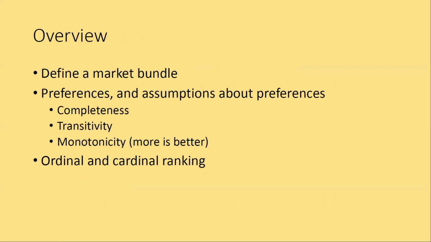We will first define a market bundle. We will then define preferences and some assumptions about preferences. More specifically, we will assume that consumers have complete, transitive, and monotonic preferences. Those three assumptions are what we think a rational consumer's preference will behave like, and we will get into more detail on what exactly those three assumptions mean. And lastly, we will make a distinction between ordinal and cardinal ranking.